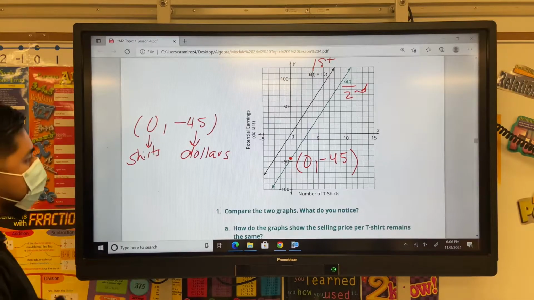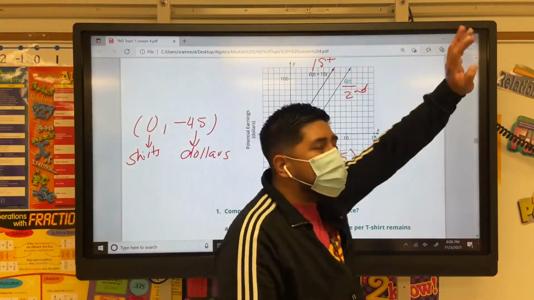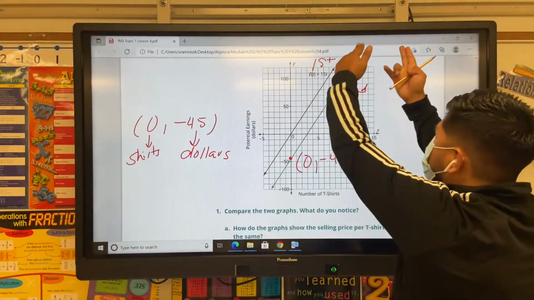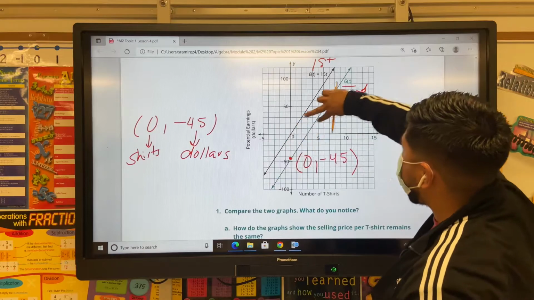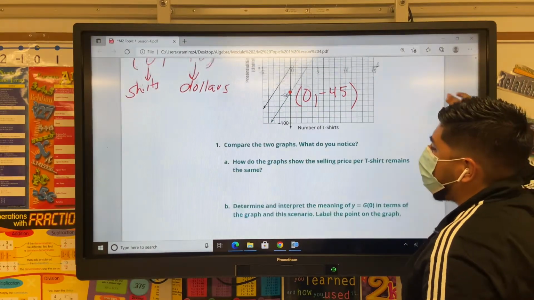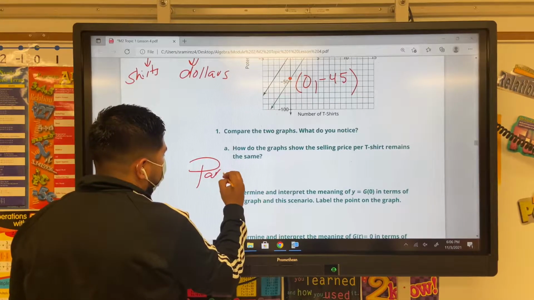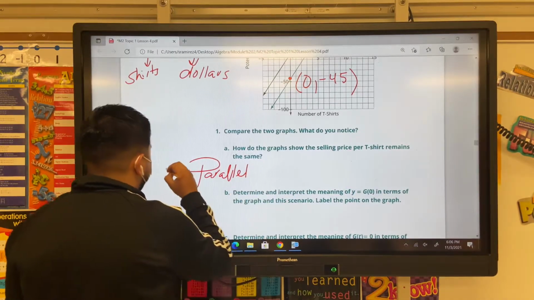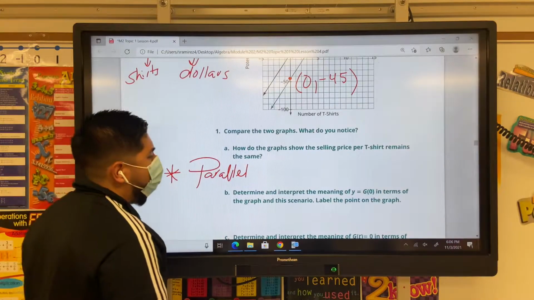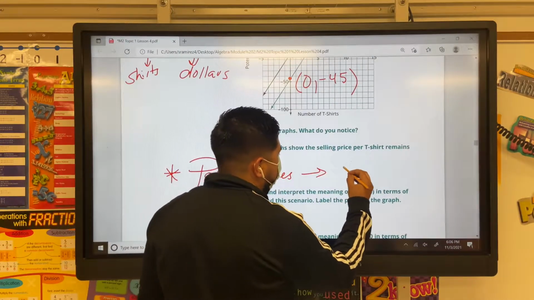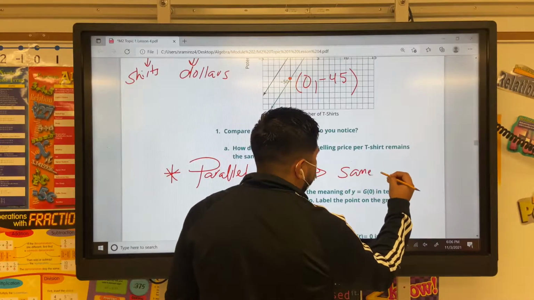What do we notice about these 2 graphs? Will they ever touch each other? That's the big question. You should know from kindergarten that these 2 lines will never touch each other because they are parallel. I'm gonna put a star right here. Parallel lines, which means the same slope.